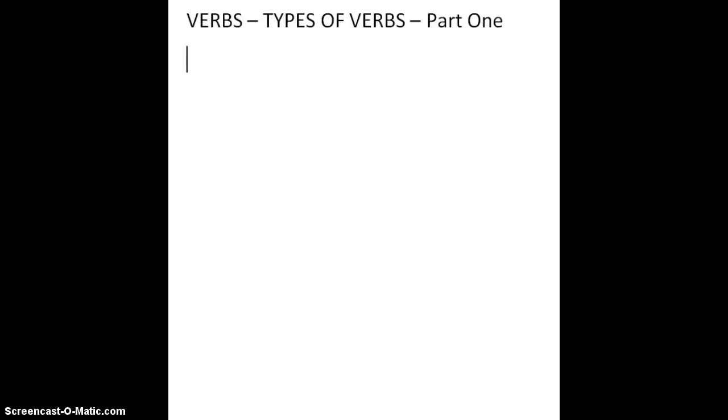Types of verbs, Part 1. Let's start with action or non-action verbs. Now, action verbs are things you physically do, like run, walk, study. Action verbs are things that can make you tired.